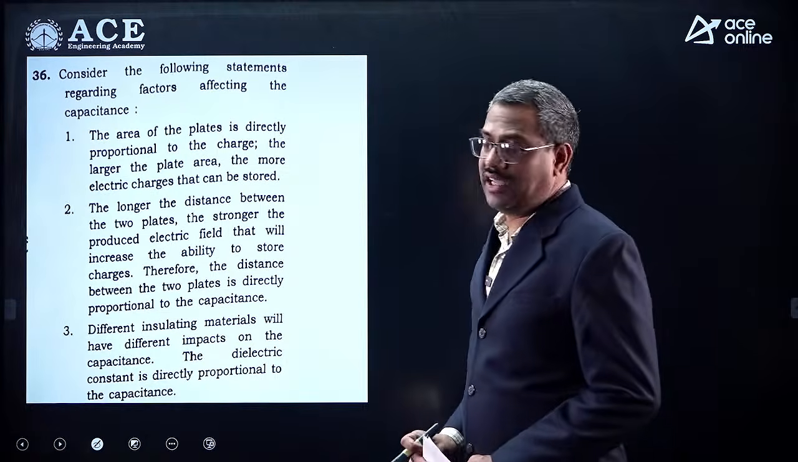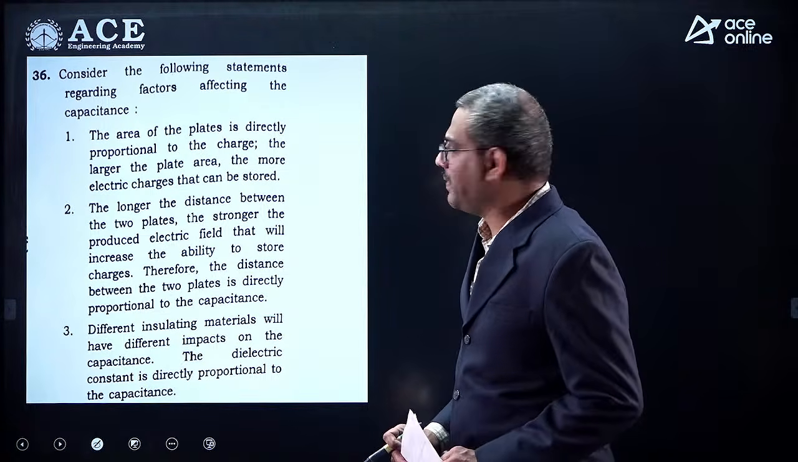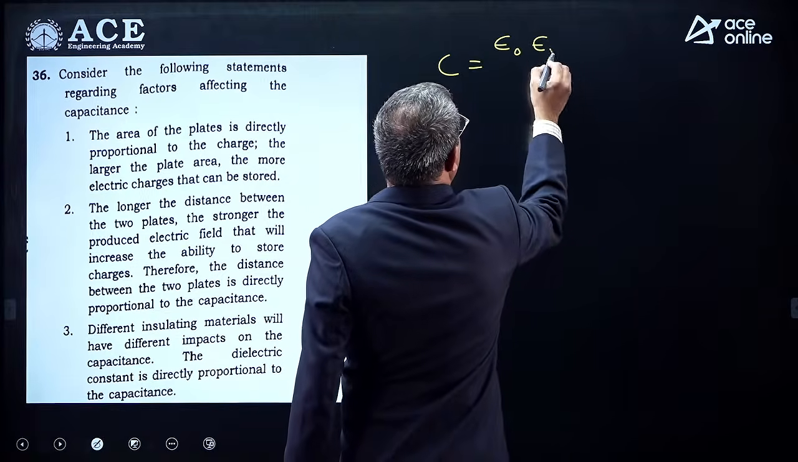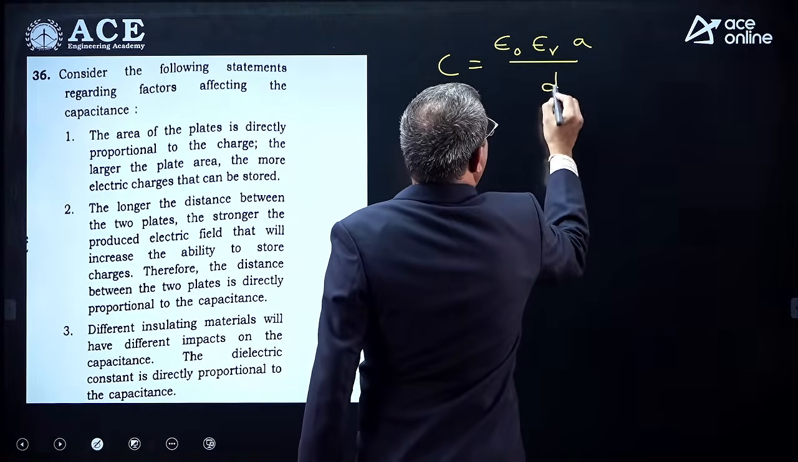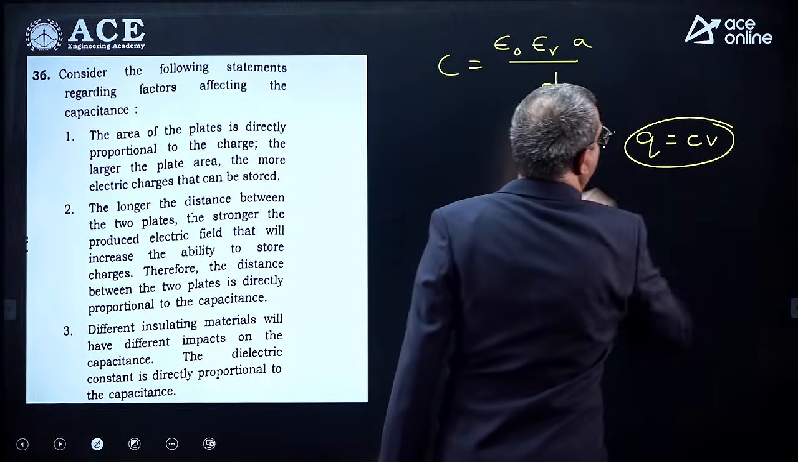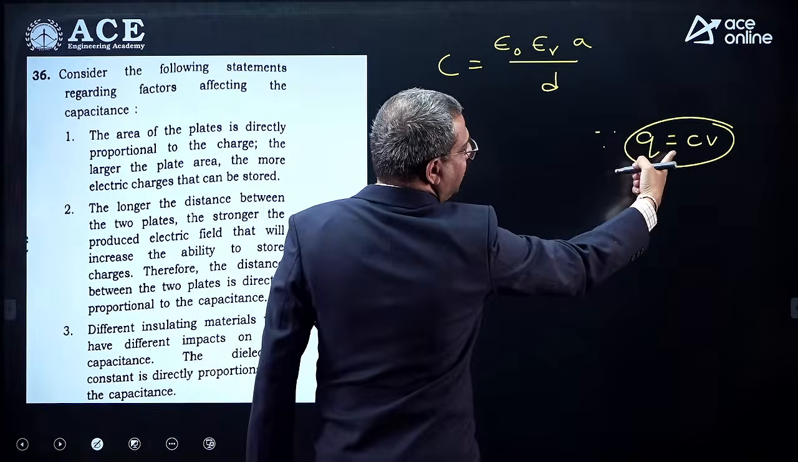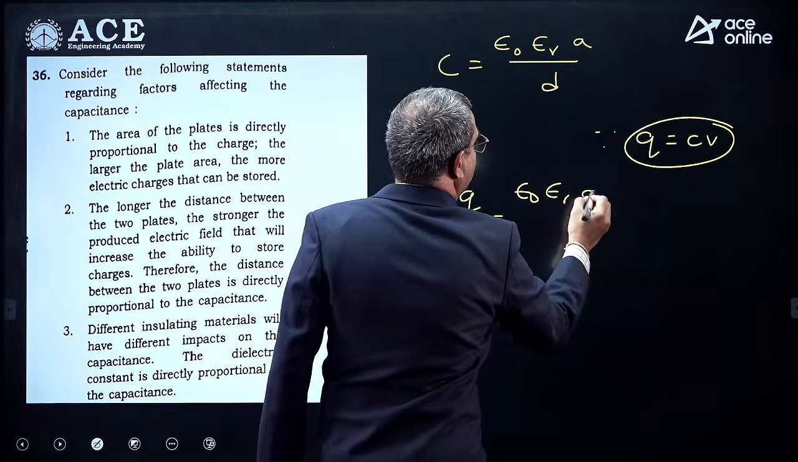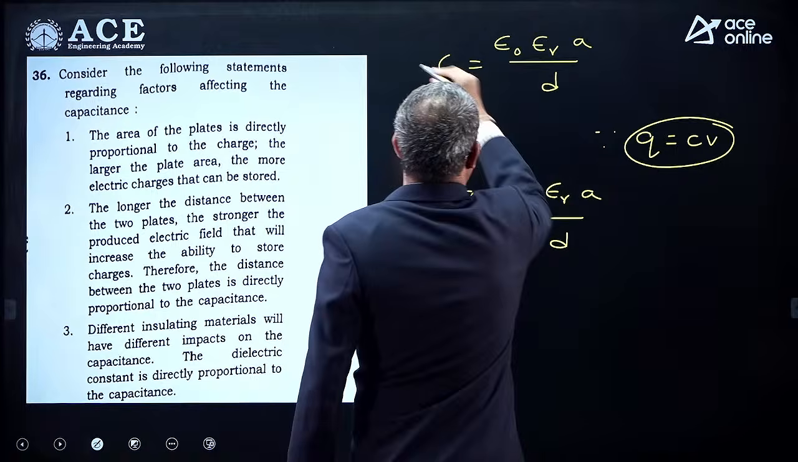Consider the following statement. Now, here also regarding the factors affecting the capacitance. You see C is epsilon naught epsilon R A by D. But at the same time, we know Q equals CV. So C is Q by V, and Q by V is nothing but epsilon naught A by D. So let us now take these two formulas.